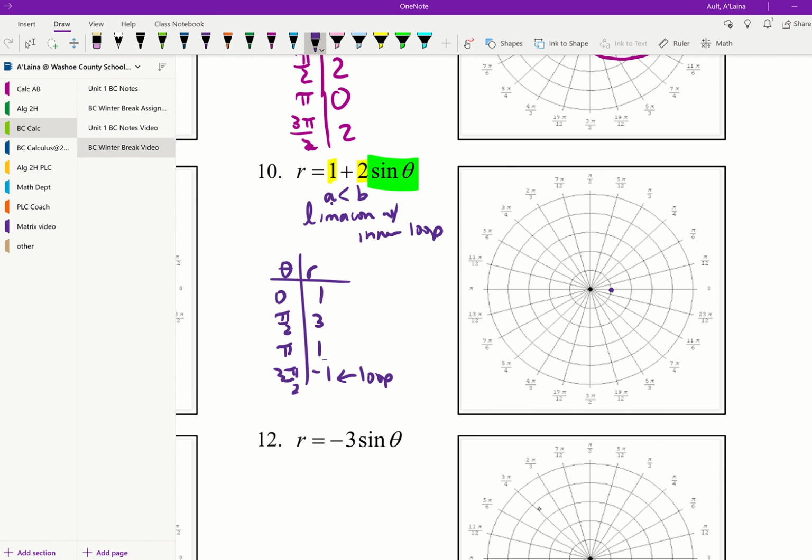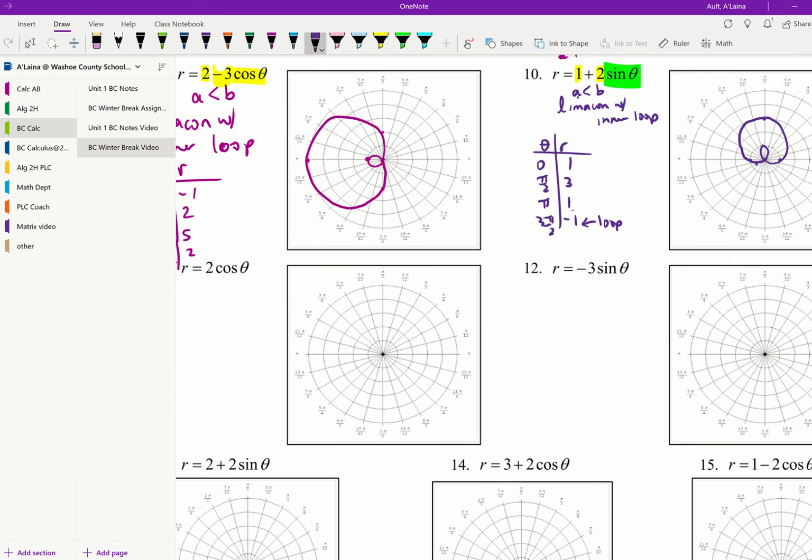Pi over 2, we have 3. At pi, we have 1. And in the direction of 3 pi over 2, we need to go back to negative 1. There's the loop. I often draw that loop first and then try to kind of connect from there. Notice that these inner loop ones always are going to touch the origin.